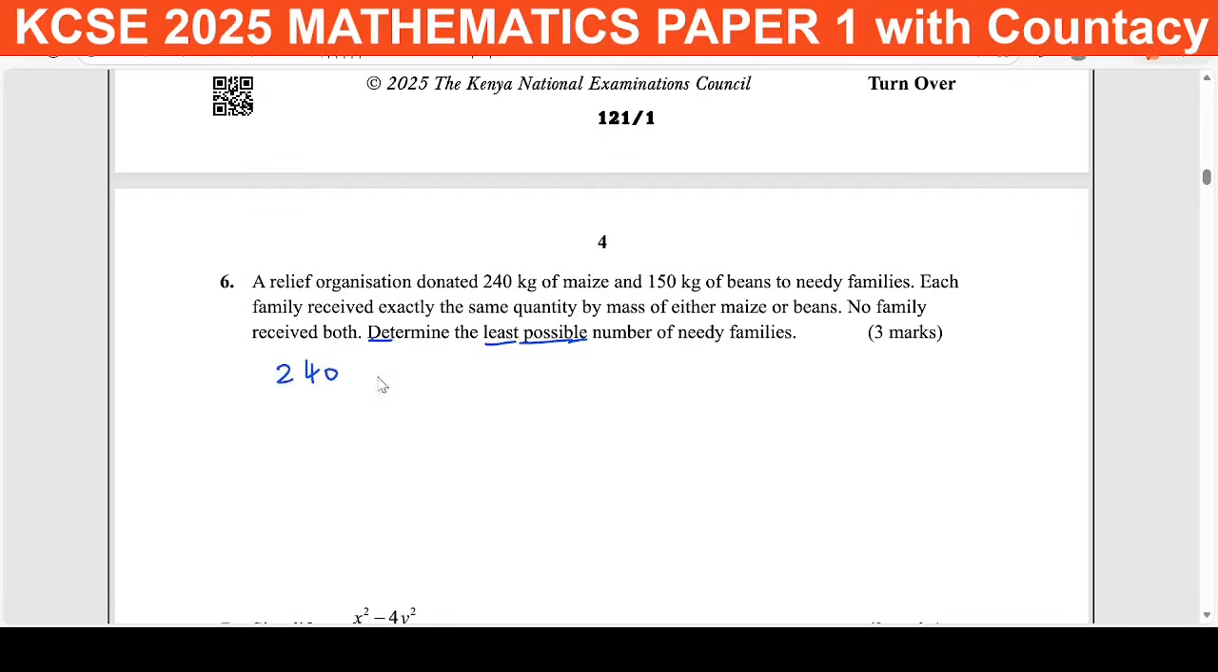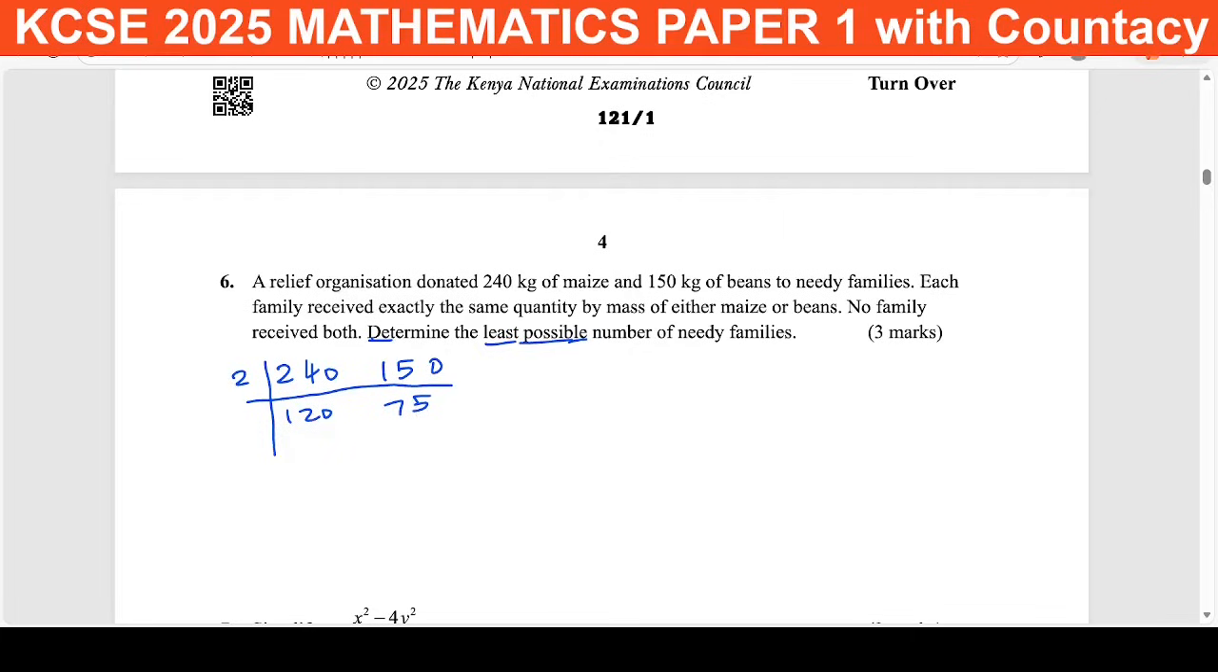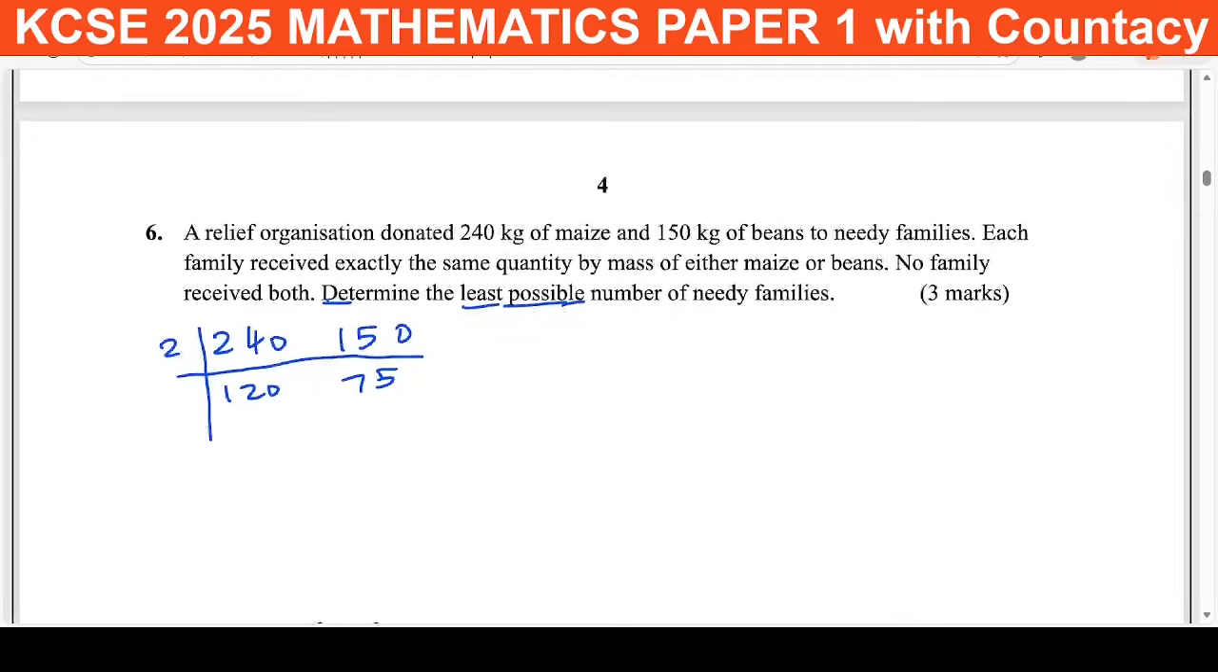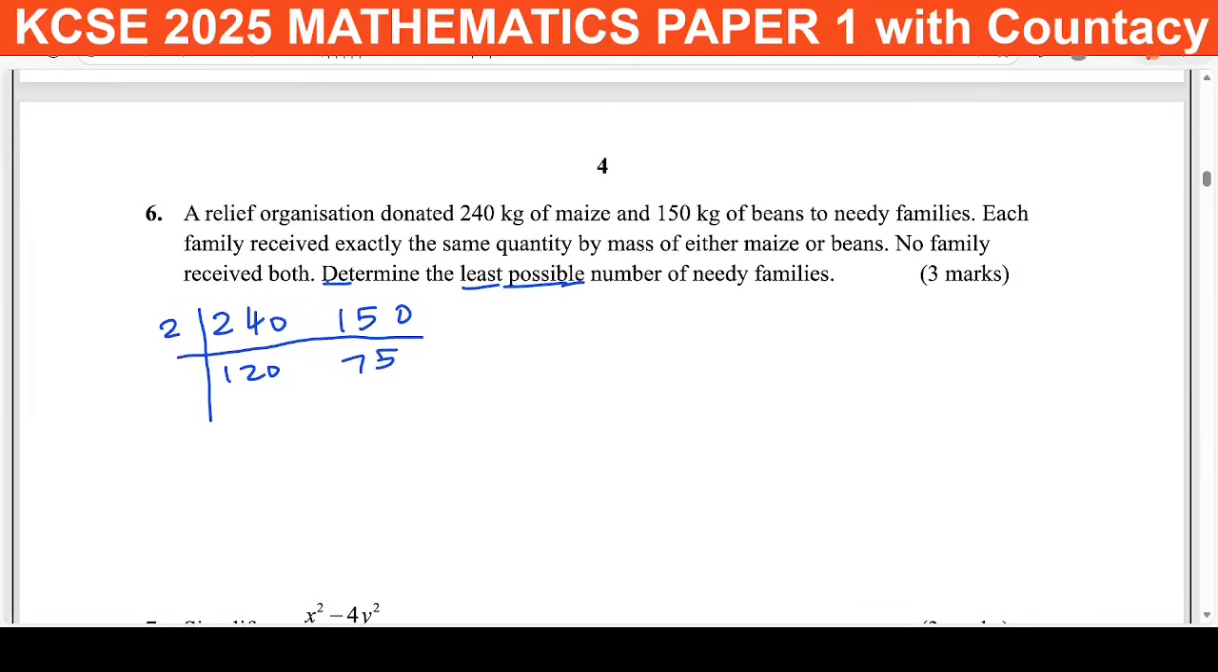So we have 240 and 150. We are finding the greatest common divisor. So we divide by 2, and we get 120 and 75. Can you divide by 2 again? Not really, because 2 is not divisible by 75. Therefore, we just have to leave it at that, and then we check the next number that we can divide with. So the next number is a 3.